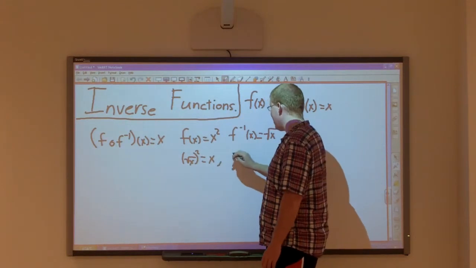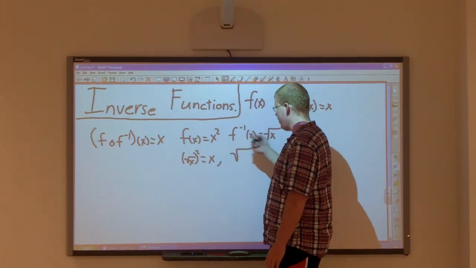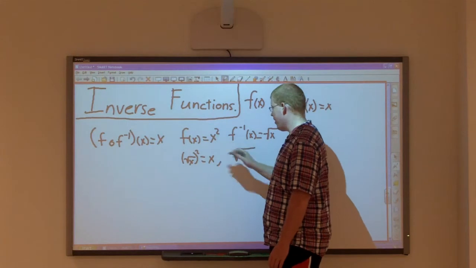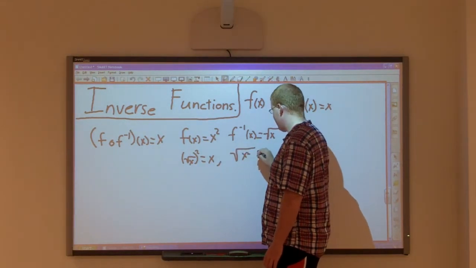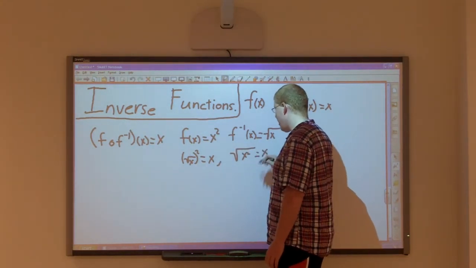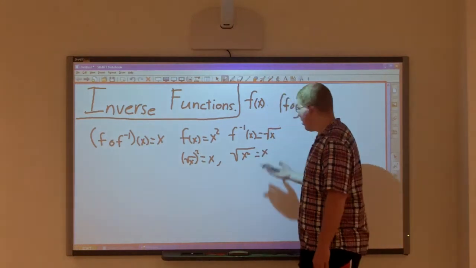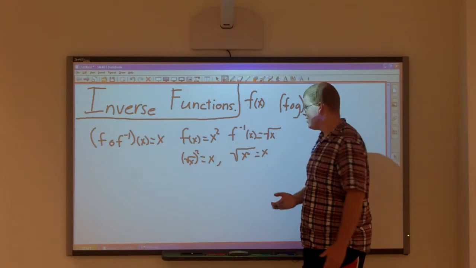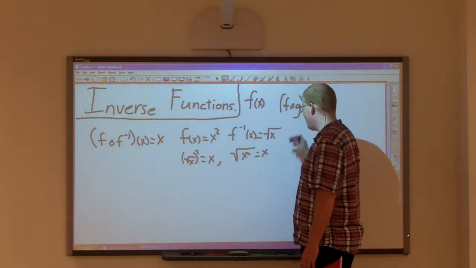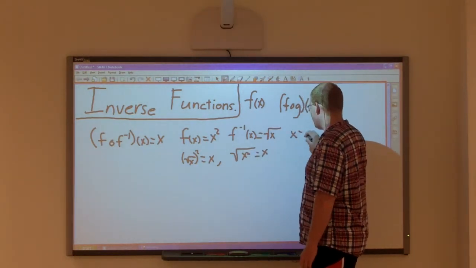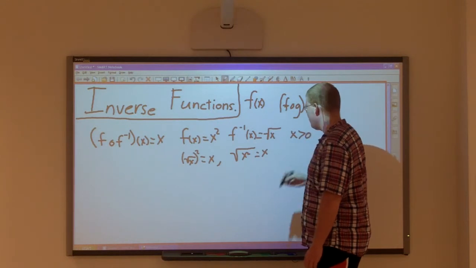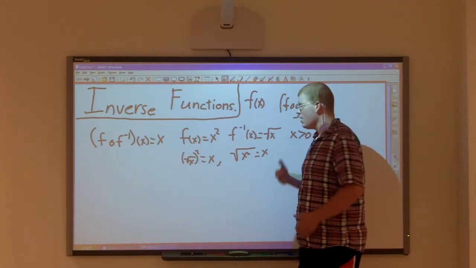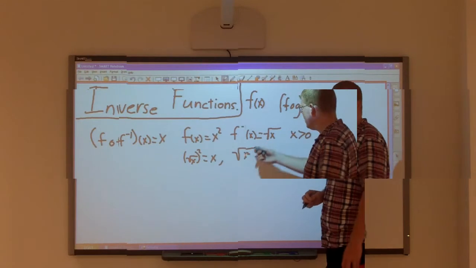Likewise, we can say that f inverse of f of x, the square root of x squared, is also equal to x. These two are inverses of each other. Now, what's very important to remember here is that this is only true when x is greater than 0. Because if x is less than 0, we get problems.